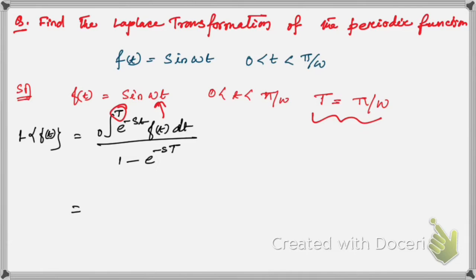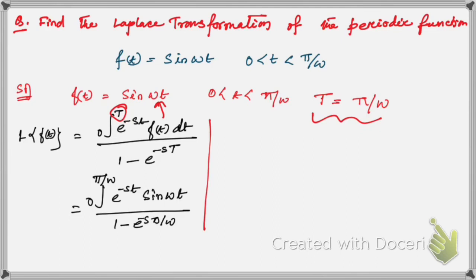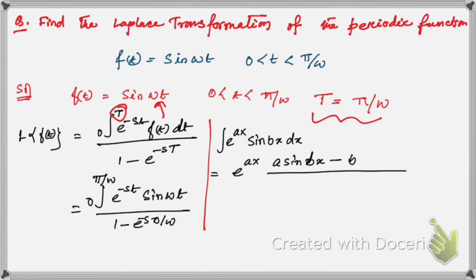Here capital T is nothing but pi by omega, and f of t is sine omega t, right? If you put those here, we have the integral from 0 to pi by omega of e to the power minus st sine omega t dt, divided by 1 minus e to the power minus s pi by omega, right? We are going to use this formula to find the integral of e to the power ax sine bx dx, which is equal to e to the power ax (a sine bx minus b cos bx) divided by a square plus b square.